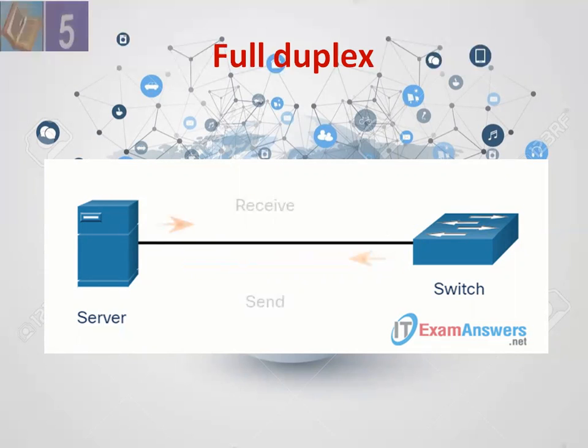Also, full duplex is the most suitable for data communication between computers, between server and the switch. So both can send data and information at the same time.